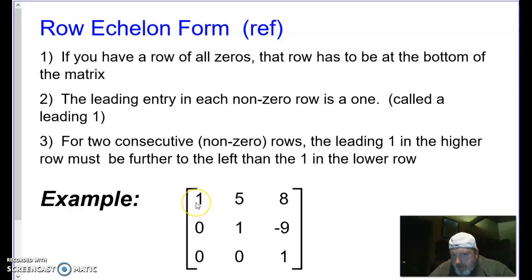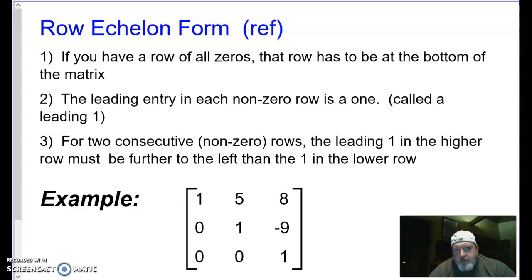So if you look right here, you can see row 1, we start with a 1, 1, 5, 8, and then the second row goes 0, 1, and this 1 is further to the right. And so it has to go in this descending order as you see here. Then the third row went 0, 0, 1. So each row down, the 1 has to be further right than the previous row. When that happens, this is row echelon form.